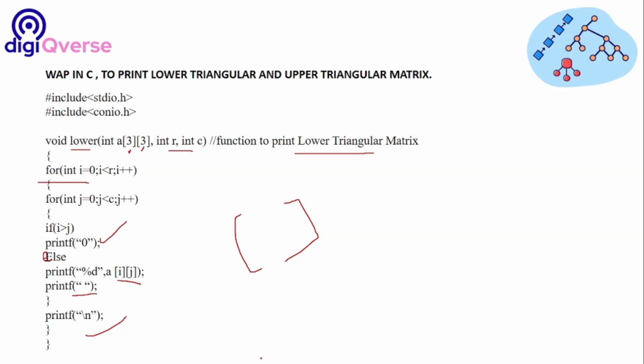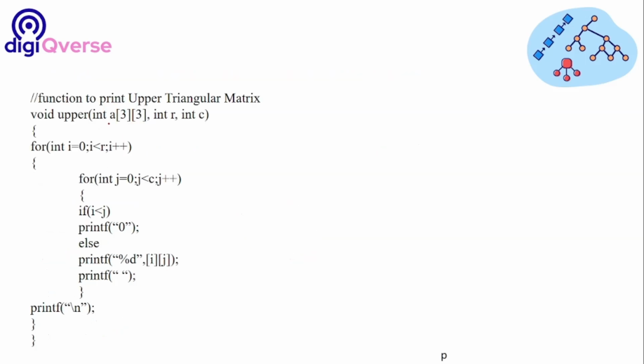So this is the function for the lower matrix, and this is the function to print the upper triangular matrix. Inside this function we define the same 3 by 3 array with 3 columns, and the supporting variables R and C. We define the loops: this loop is for the row, and this loop is for the column, right?